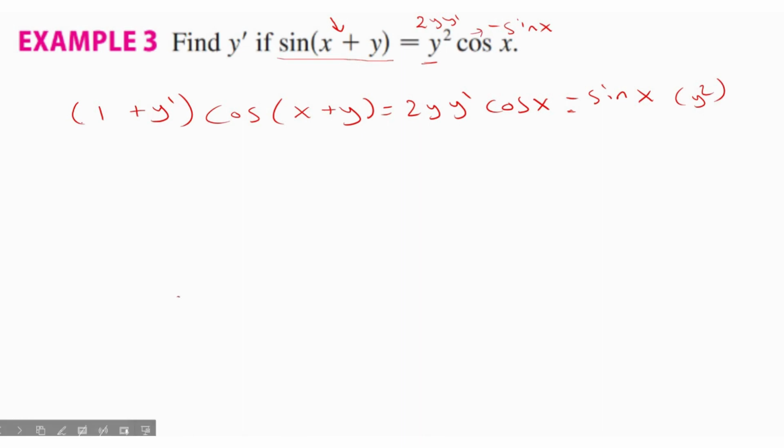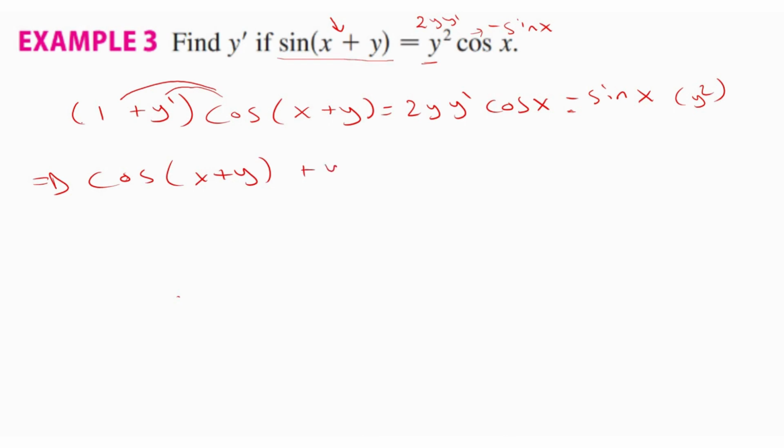So solving for y prime, we might firstly distribute cosine of x plus y for 1 and y prime, and this is what we will get. Cosine of x plus y plus y prime cosine of x plus y equals 2y y prime cosine of x minus sine of x multiplied by y squared.